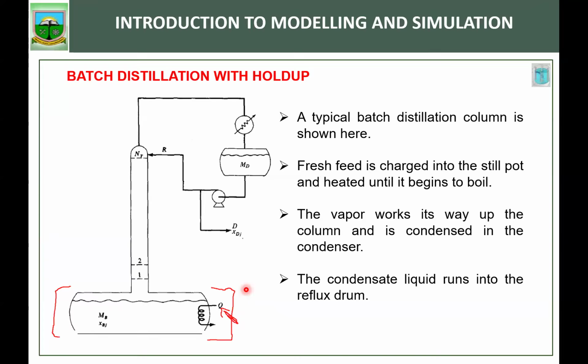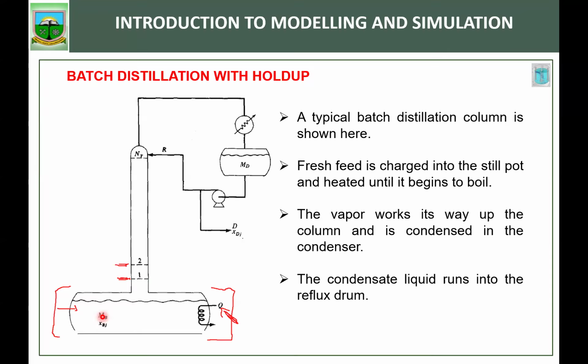So you put in the feed here, and the feed is represented as MB. And that feed has different components in it, which is XBj. So we can have XB1, XB2, XB3. It means that you have different components in the reboiler. Okay. Then what happens is that they also have trays here. They have 2 trays in their distillation column.